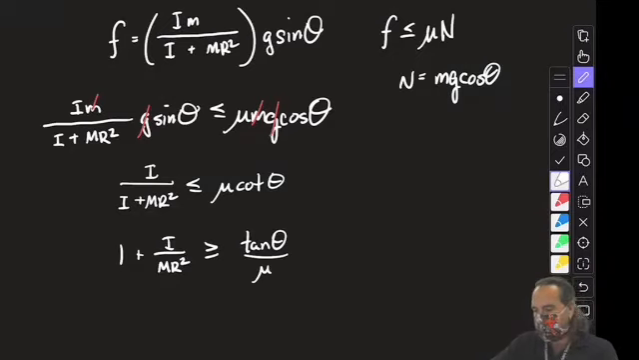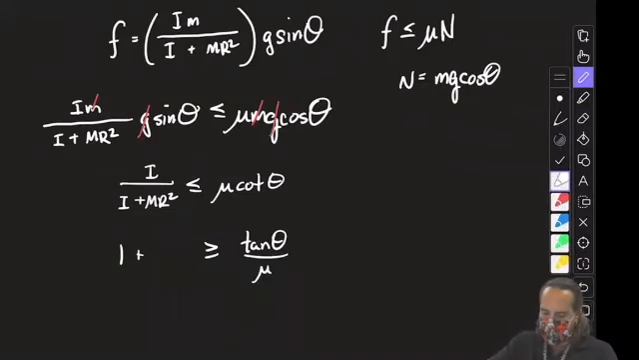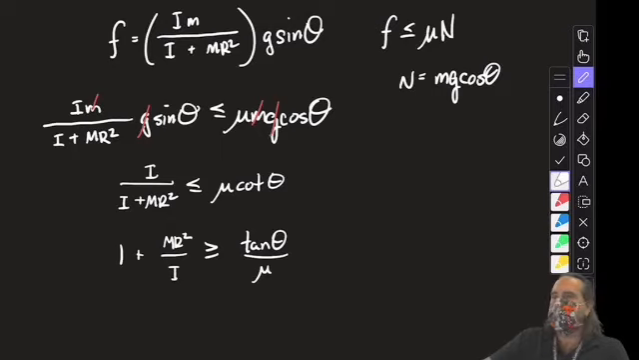Wouldn't it be mr squared over I? Thank you. Sorry. You're right. Even better. Now, I is going to be something that has mr squared in it. You do realize that, right? At worst, it's mr squared because it's a ring. At best, it's 2/5 mr squared because it's a solid sphere.